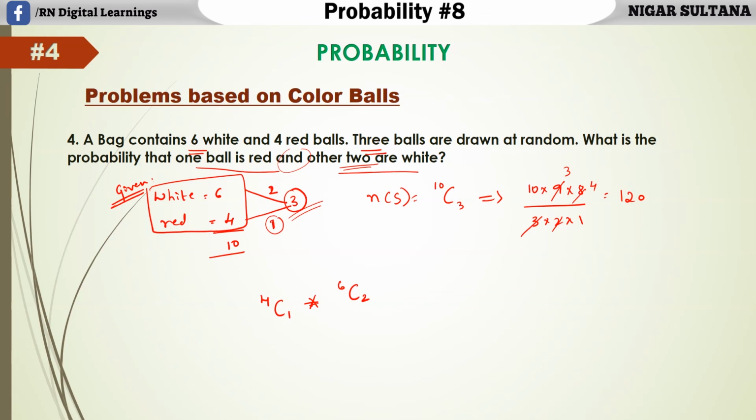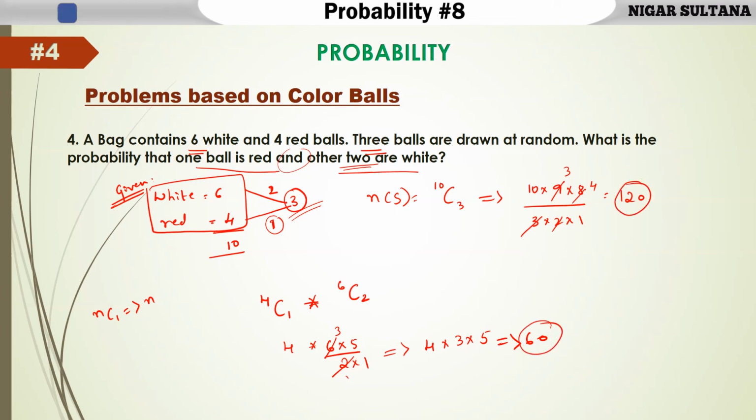Correct? Now when we simplify this, nC1 is nothing but n itself. So this is my 4 into. Now what is this 6C2? This can be expanded as 6 into 5 divided by 2 into 1. So this is 4 into 3 into 5. So this will give us 60. So now we have got n of S and n of E.